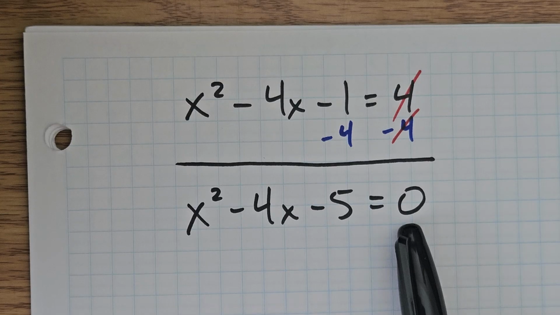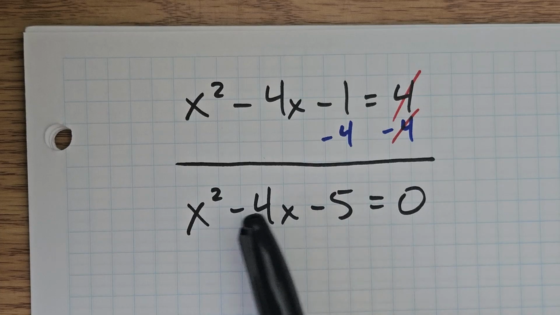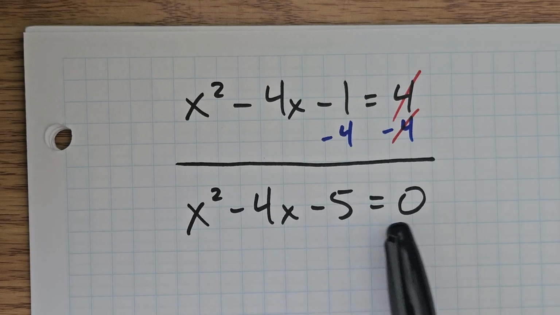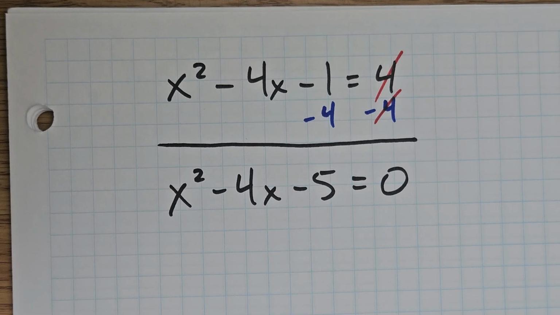And it's worth noting that you can also call the solutions zeros, or in other words, what value of x causes this entire expression to equal 0. And this time we'll use the factoring method. This is factorable, and let's just talk about how we know it's factorable.